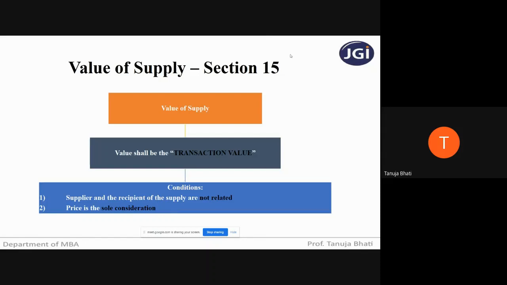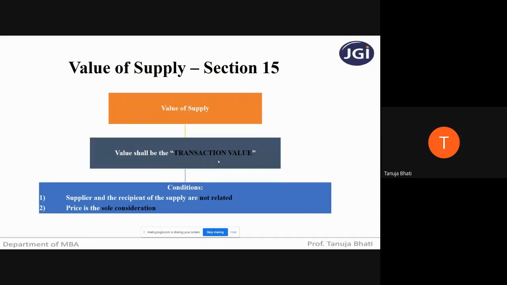So students, under section 15, the value of supply shall be the transaction value. Okay, the value of supply shall be the transaction value. Now, what do you mean by this transaction value? Transaction value is nothing but the price which is actually paid or payable in respect of the goods or services that is being supplied.